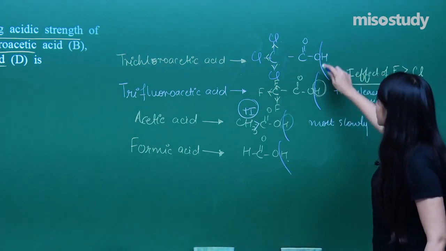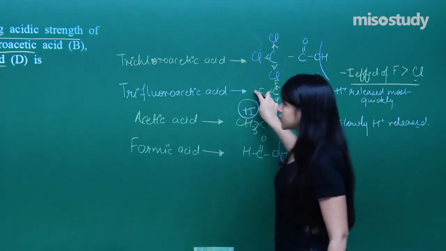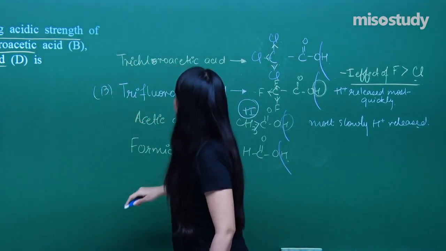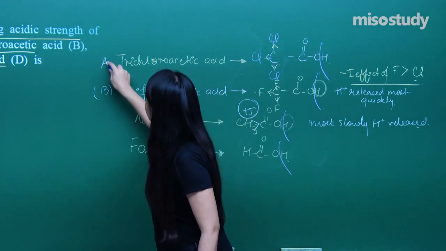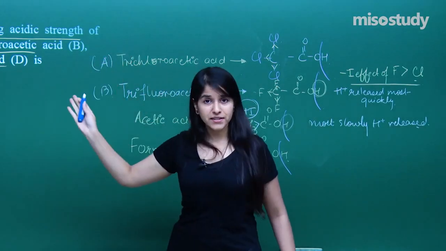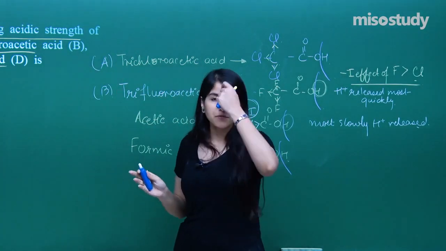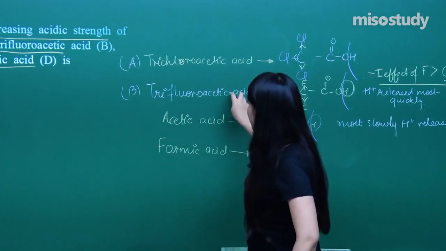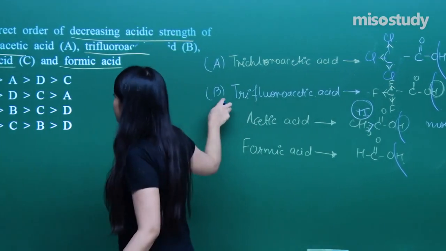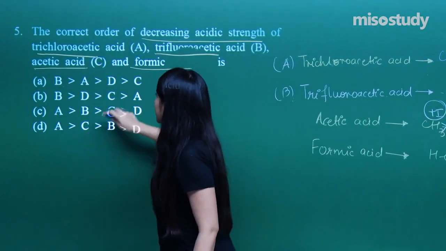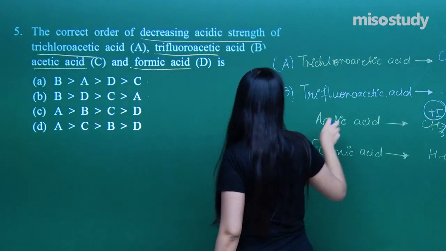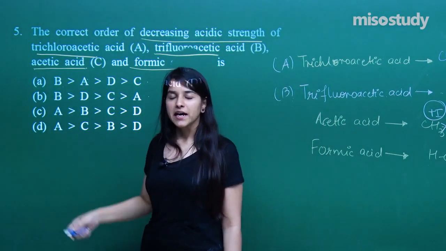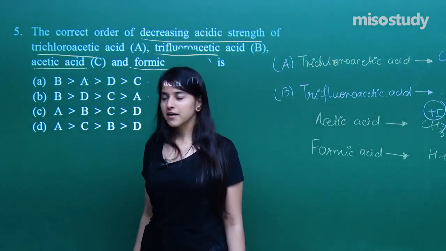Now we need to arrange it. We have got it. This is B. B will be first, followed by, I need to have a decreasing acidic strength, that means starting from the most to the least. So I will be having B first. We have got 2 options here. Then I will be having A. Now I distinguished my option and I got A as the right answer.